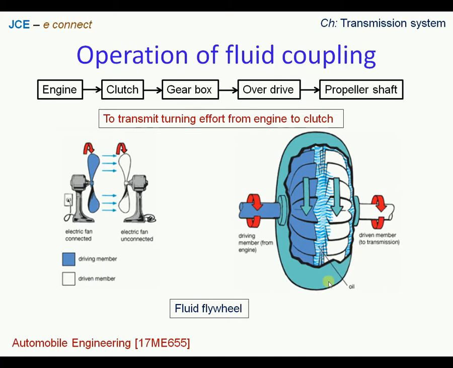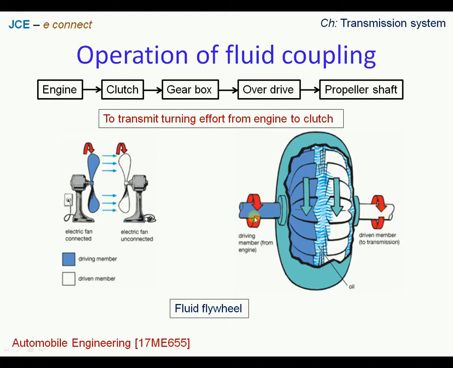So here we have two shells, which are also called impellers. These are housed with some gap in between the two impellers, and the entire housing is filled with oil. This is the working medium, oil. At one end we have a crankshaft which forms the driving member. At the other end we have a driven member which is connected to the clutch plate.